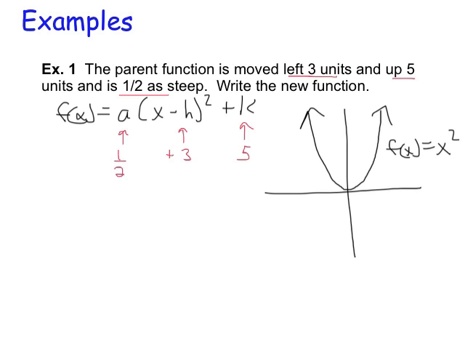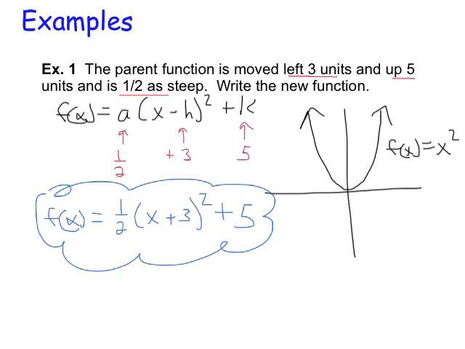So what is this going to look like? Well, here's what it's going to look like. It's going to look like f of x is equal to 1/2 times x minus an h, the quantity squared, let me erase that because I didn't mean to put that h there. I meant to put a plus 3, plus the 5. And that is what the equation will look like.